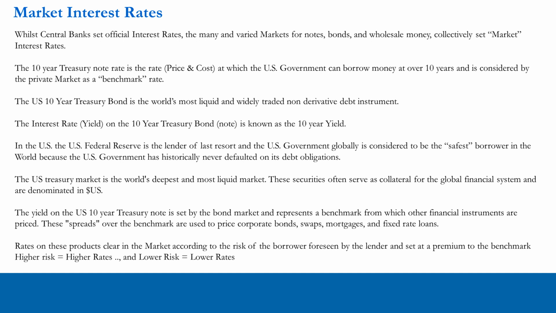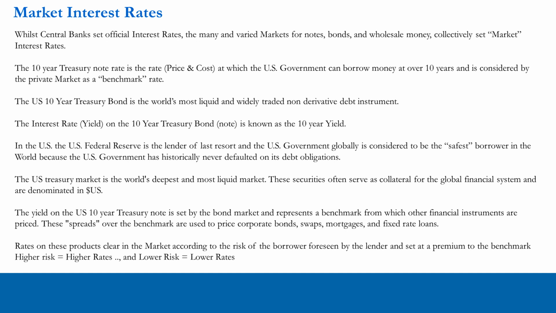Now, the yield on the US 10-year Treasury note is set by the bond market, and it represents a benchmark from which all other financial instruments are priced. And they're priced via spreads, so a spread over the 10-year. So they're priced higher than the 10-year Treasury itself. And these spreads over the benchmark are used to price corporate bonds, swaps, mortgages, fixed rate loans, wholesale money. It's collectively the private market.